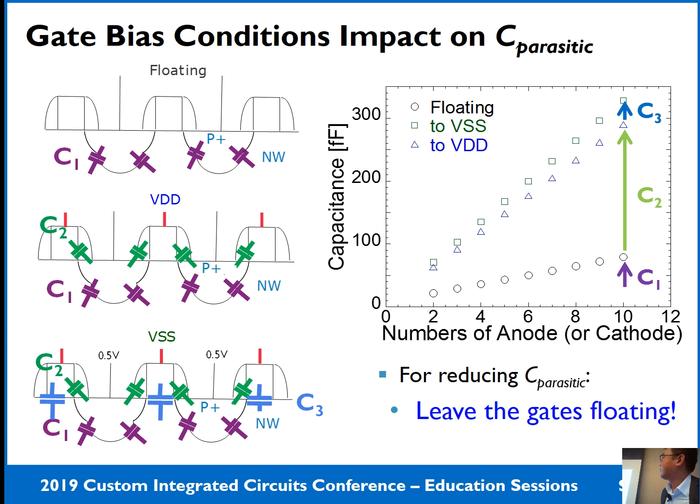When the dummy gate is floating, the main parasitic capacitance is the junction capacitance. But if the gate is biased at VDD, then additional overlap capacitance will be generated, so this will significantly increase the parasitic capacitance. If it is biased to VSS, then a third parasitic capacitance element will be added on top, so it will further enhance the parasitic capacitance of this rotated STI diode. So to reduce the parasitic capacitance, it is better to leave the gate floating. Okay.